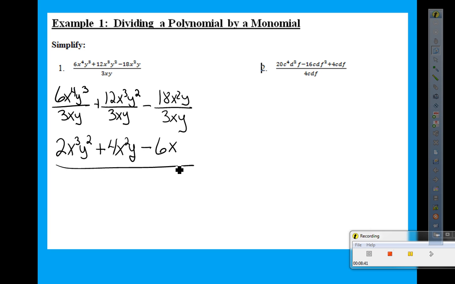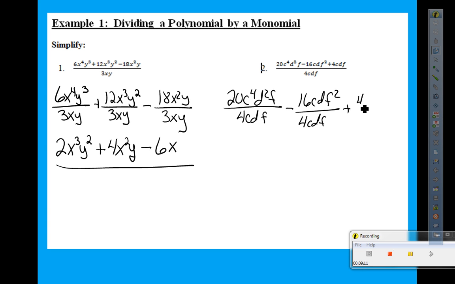Now what we did in class is I had them do number 2, which I've got all the faith that you could do, but I'm going to click through it real fast with you. This becomes 20 C to the 4th D squared F over 4CDF minus 16CDF squared over 4CDF plus 4CDF over 4CDF.